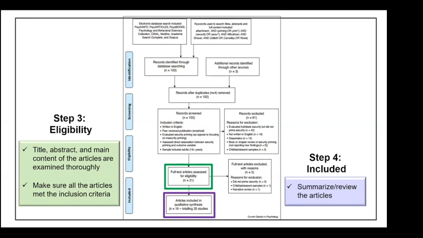For example, this article is a study about self-service technology. The main content is about self-service technology, but they include artificial intelligence as the keyword. So these are the articles that you might need to exclude from the study.